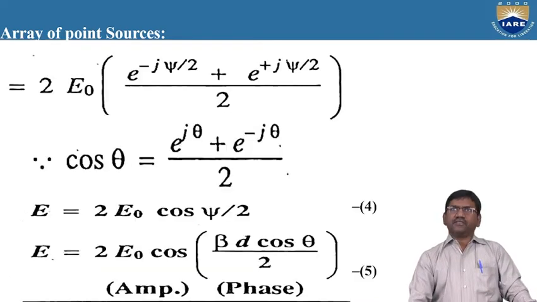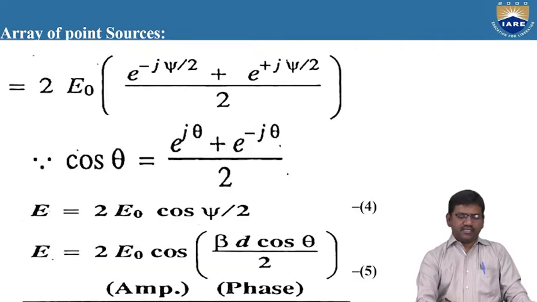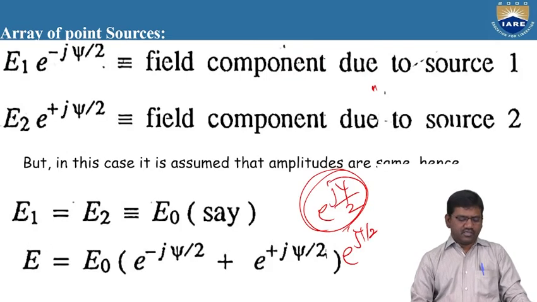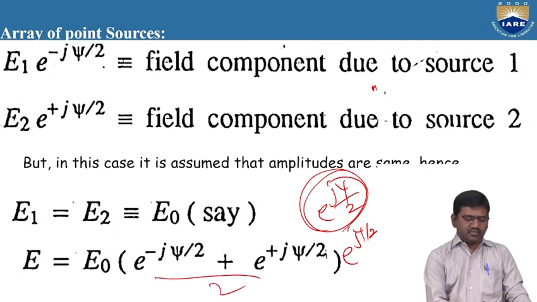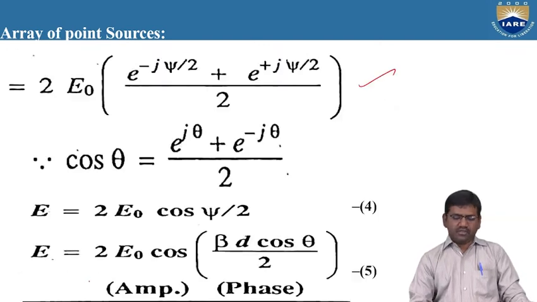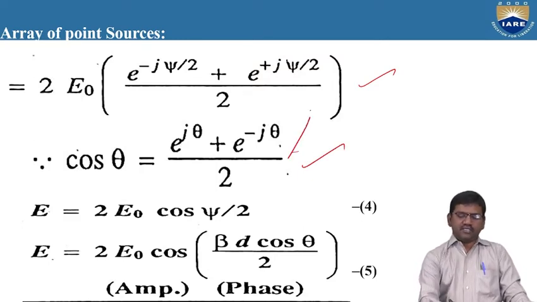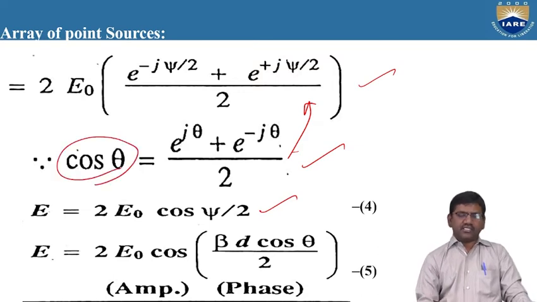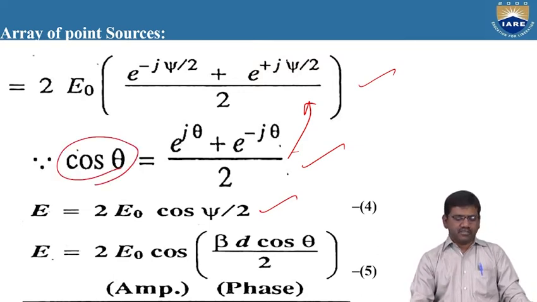Let us apply some trigonometric formula here. This is equal to 2 E0 into (e^(-jψ/2) + e^(jψ/2)), divided by 2, and multiplied by 2. So we get 2 E0 into (e^(-jψ/2) + e^(jψ/2))/2. We know from the trigonometric series, cos θ is equal to (e^(jθ) + e^(-jθ))/2. So applying this to the above equation, we simply get 2 E0 cos(ψ/2).